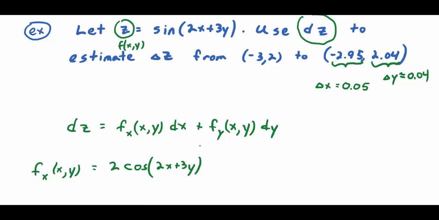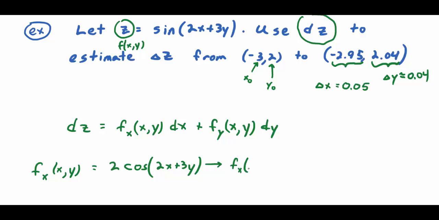Now, we're going to have to put in these particular values. So this negative 3 is like your x naught. 2 is like your y naught. So we're going to actually have to plug in these particular values. So let's do it right here while we're thinking about it.